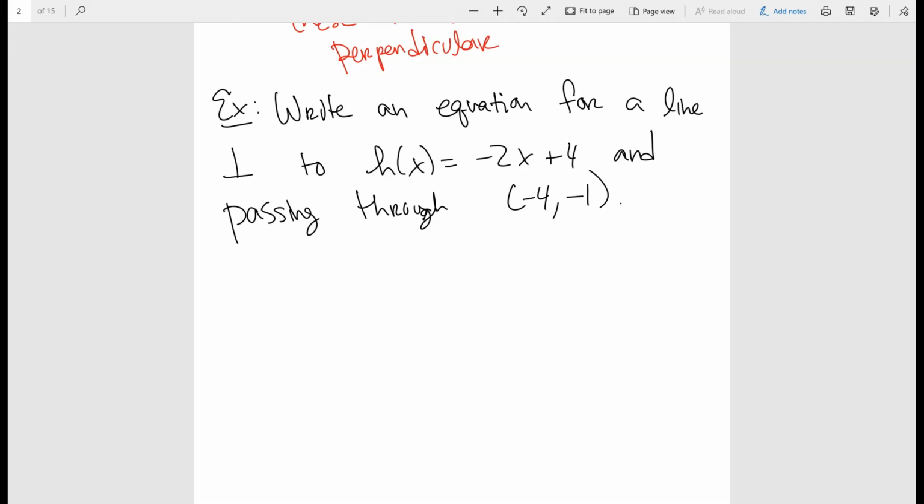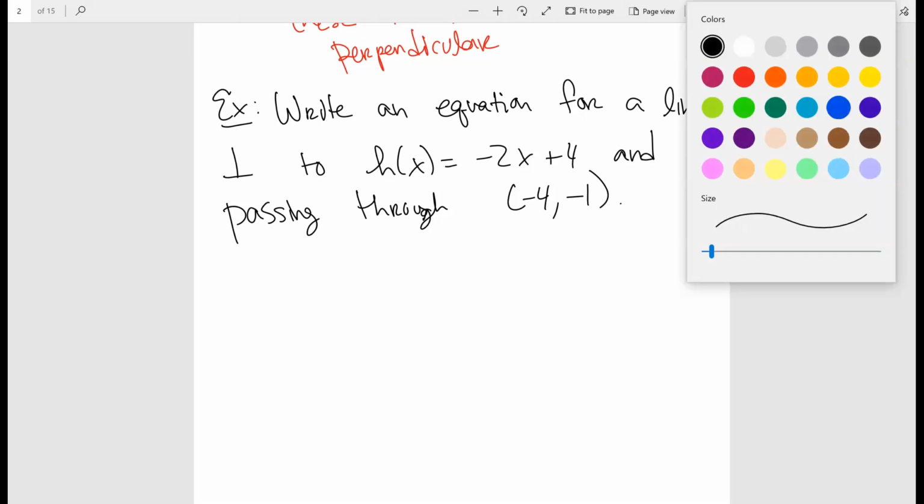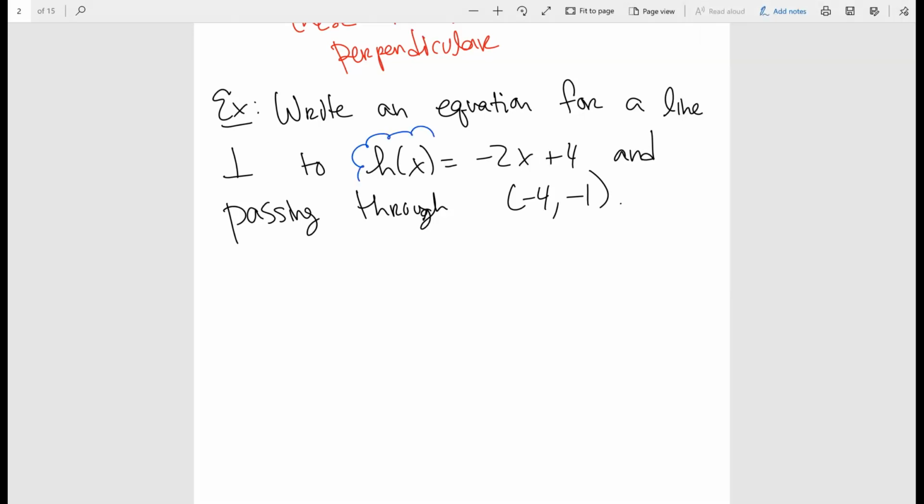We want to find an equation of the line that's perpendicular to this line and passing through this point. First of all, we have this equation, and we want to find a line that's perpendicular to it. What can you tell me about the slopes? If the slope of this guy is -2, the slope of the other line should be the negative reciprocal. If this guy is negative, this guy's going to be positive, and the reciprocal of 2 is going to be 1/2. So the slope that's perpendicular to that is going to be 1/2.